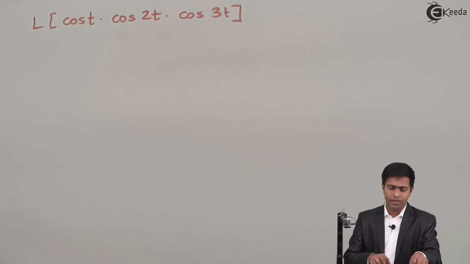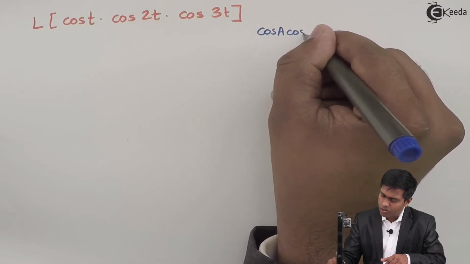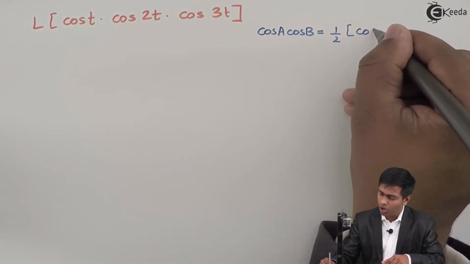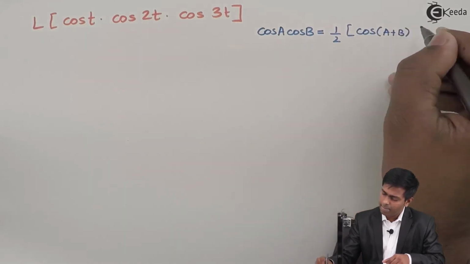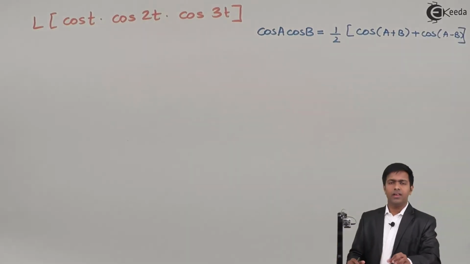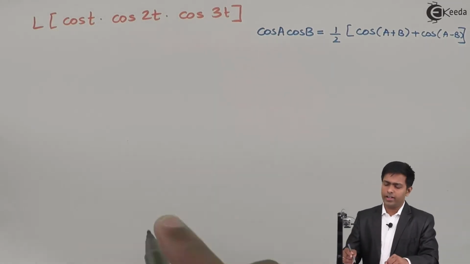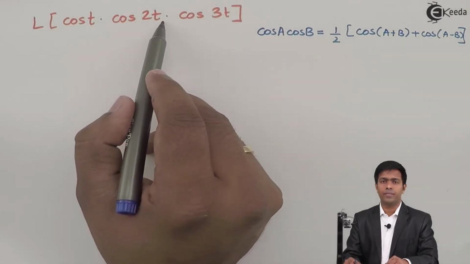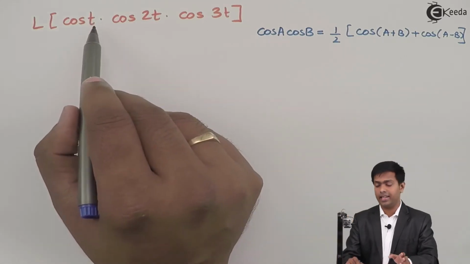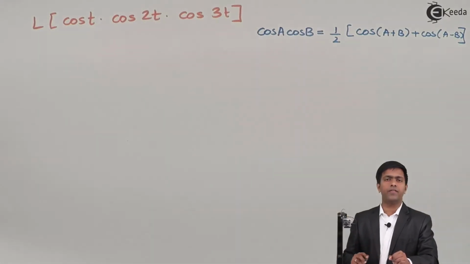Now what is the formula? So the formula of cos A into cos B is 1 by 2 into cos of A plus B plus cos of A minus B. So this is the formula of factorization in trigonometry. Now I'll use this formula to get the value of cos t into cos 2t. I'll say t is my A in the formula, and 2t I'll substitute in place of B in the formula.